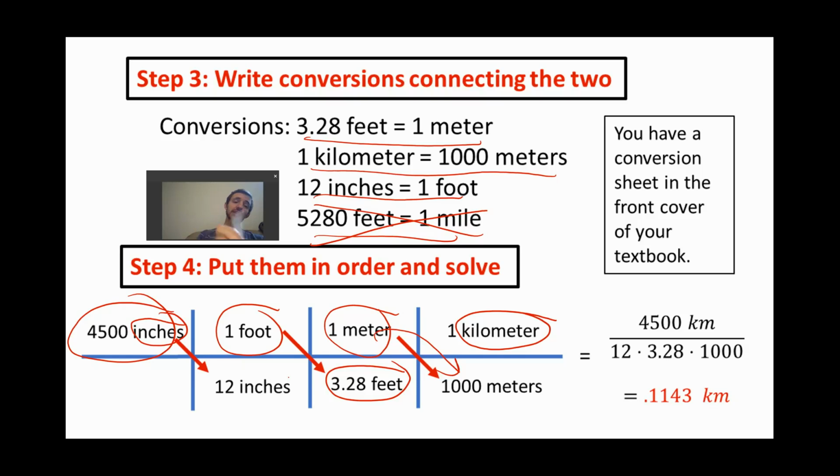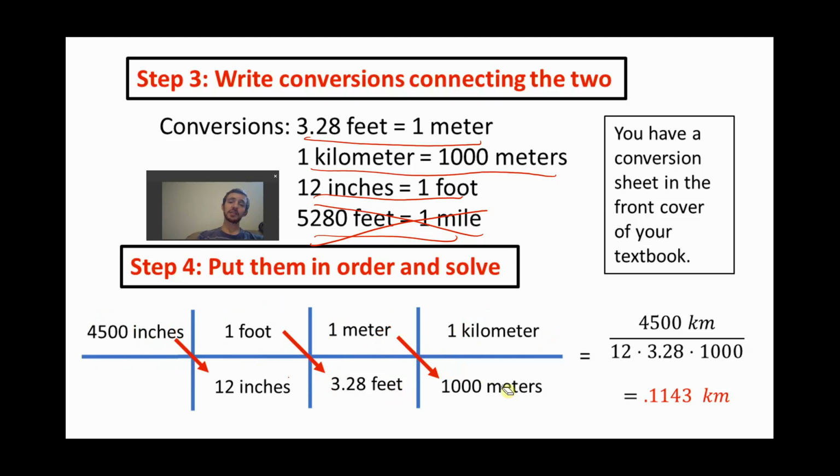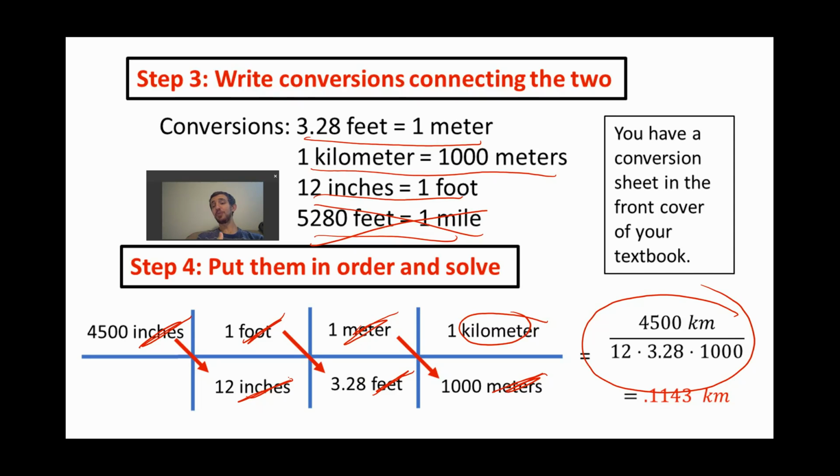Now, the great thing is that after I've done this, all of these units will cancel. So inches cancels because there's inches on the top, inches on the bottom. Feet cancels because there's feet on the top, feet on the bottom. Meters cancel because there's meters on the top, meters on the bottom. So all I'm left with is kilometers multiplied by number and then divided by something else. So if I multiply that out, what I get is that 4,500 inches is 0.1143 kilometers. And you're done.